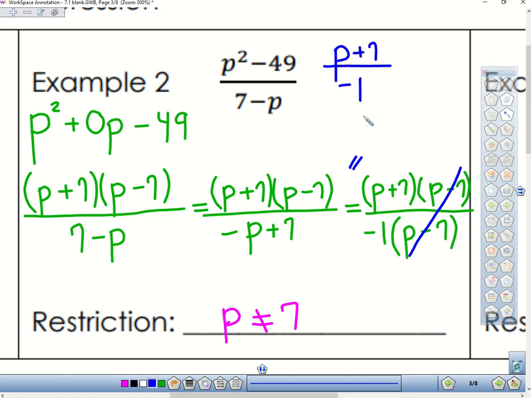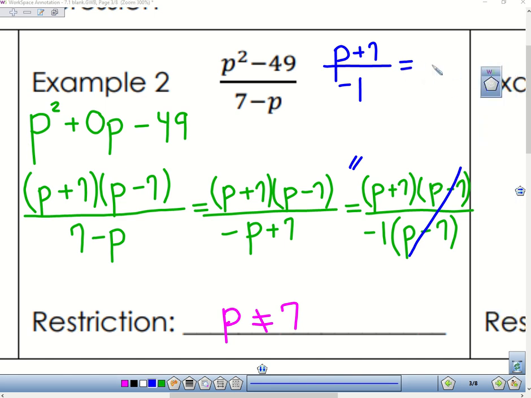Now, can I simplify this at all? We could divide each term by negative 1, right? So what's p divided by negative 1? Good. And then what's 7 divided by negative 1? Negative 7. So this is our final answer.